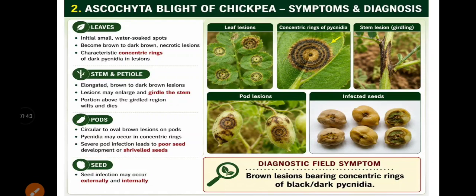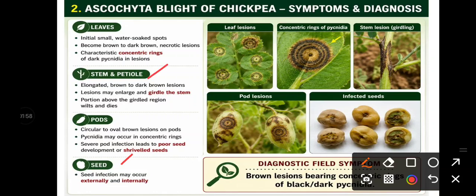Next, about the symptoms. The Ascochyta blight of chickpea pathogen affects all the aerial parts of the plant, starting from the leaves, stem, petiole, pods and seed. Initially water-soaked lesions develop that later become necrotic, and the most characteristic thing that we observe on leaf lesions is the concentric rings of dark pycnidia.